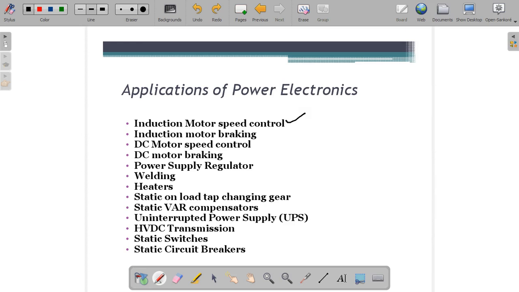The cheapest method of controlling the speed of an induction motor is to vary the applied voltage by using an AC regulator in each line consisting of thyristors. This is a voltage control method. V by F, voltage by frequency control, is implemented with the combination of a rectifier converter with an inverter. This inverter can be a voltage source inverter, VSI, or an impedance source inverter, ZSI.